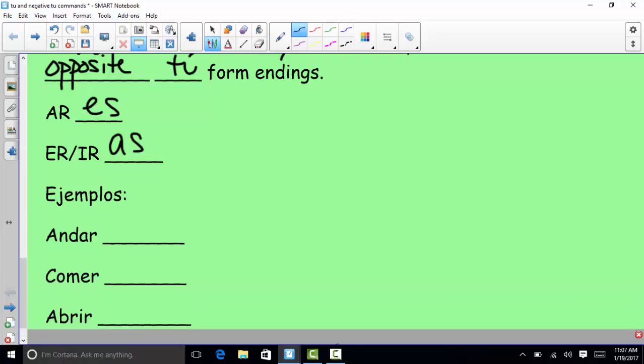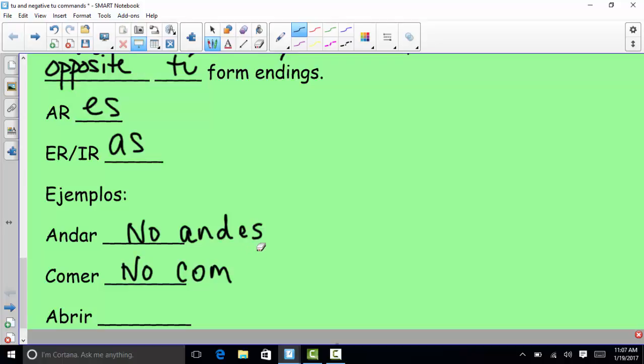Okay, so now we're going to turn these verbs into negative tú commands. So don't walk, we have to have the no first of all, and then start with the yo form, which would be ando, and drop the o, and add the opposite tú ending, which would be es in this case. Okay, don't eat, would be no.